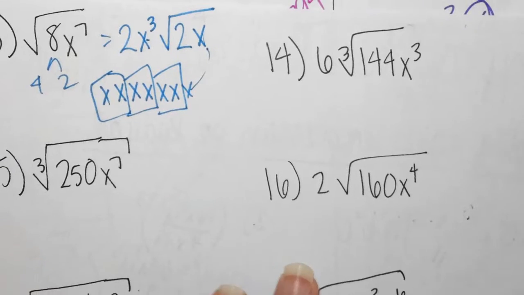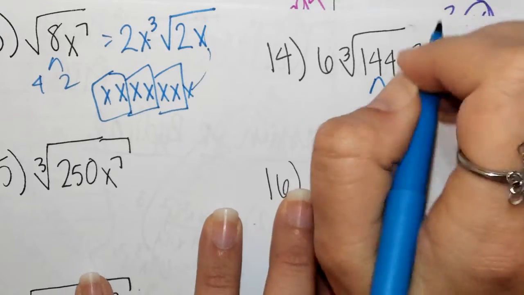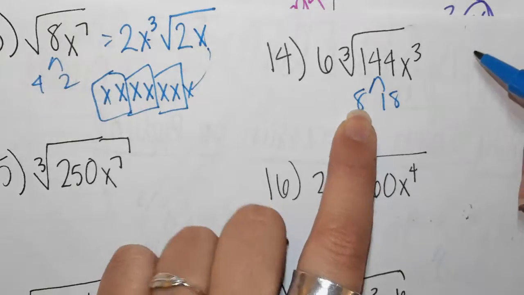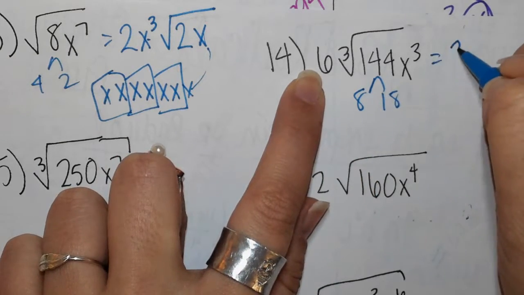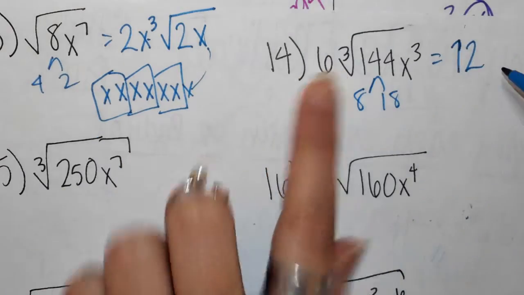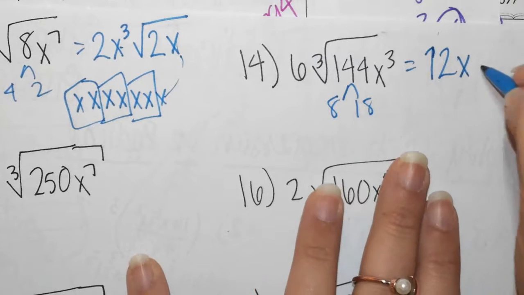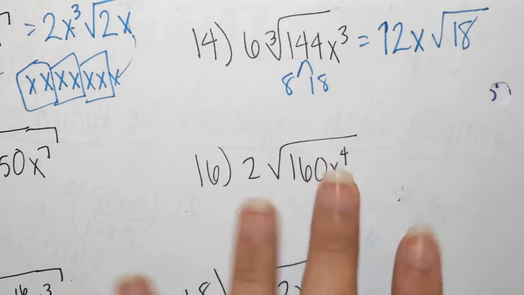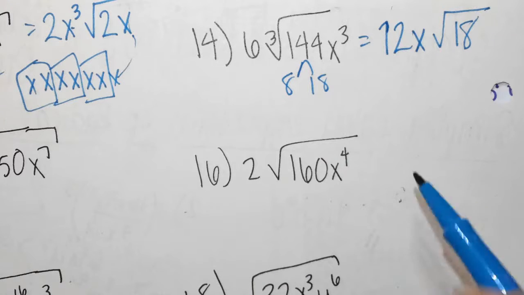Alright, number 14. We need the biggest perfect cube, which is 8. Alright, 8 times 18. And then you take the cube root of 8 and you get 2. So what are we going to do with the 2 and the 6? Multiply them, and that becomes 12. Now, 3 goes into 3 how many times? 1. So you have 1x on the outside, and 18 is left over inside. No, because there's not an x left over.